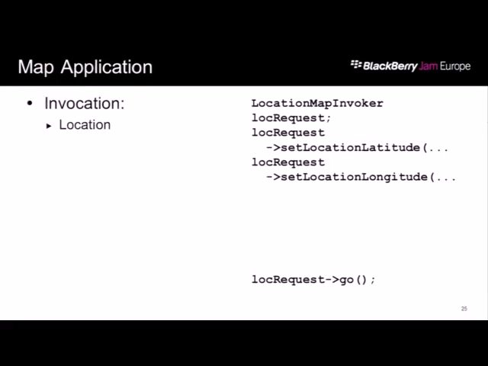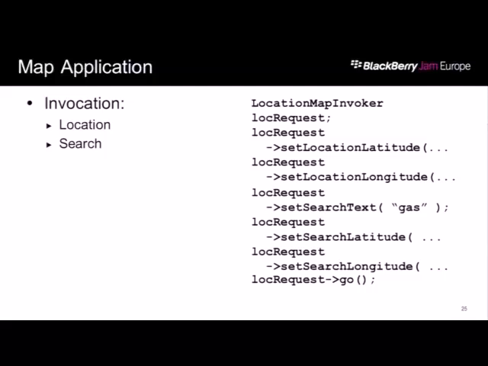How do you use the mapping application as part of your application? You can invoke the mapping application with useful information like go to this location. So, to show the map at location X, location map invoker, set latitude, set longitude, go. It's relatively simple. At that point, the mapping application will be brought up. You can ask the map to do searches within a specific region. So, for example, I know that I'm going to Bob's house and I'm getting low on gas, so I can do a search around that location for gas.